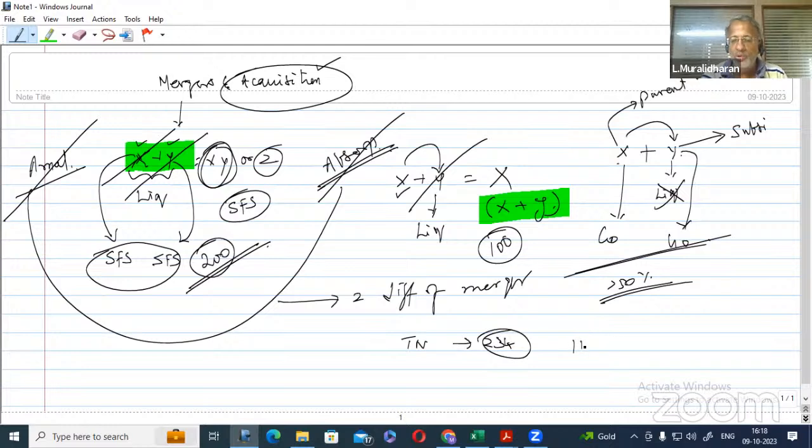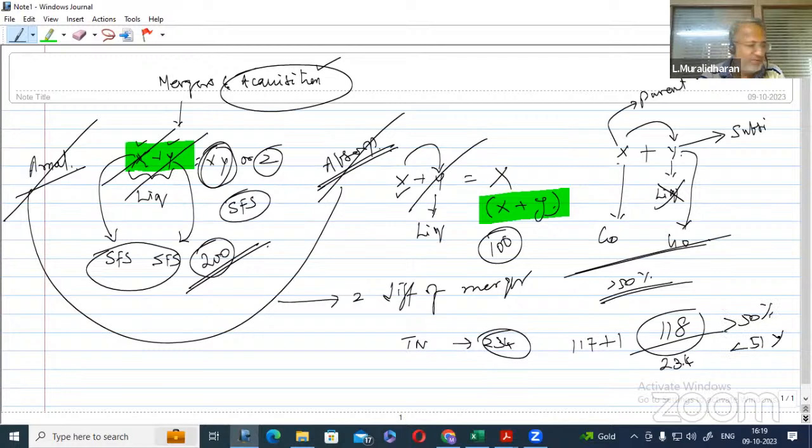117 plus. That means if I have 118 members out of 234, imagine that I am also the chief of that party. I will go and meet Governor R.N. Ravi and submit a memorandum saying that my party has more than 117. That is 118. If you take the calculator and check, 118 out of 234 is greater than 50%, but it is definitely less than 51%.